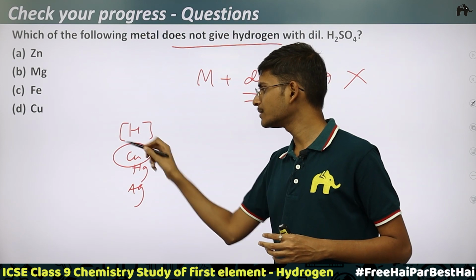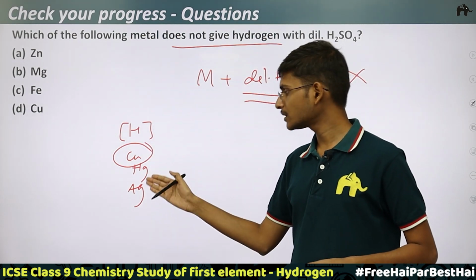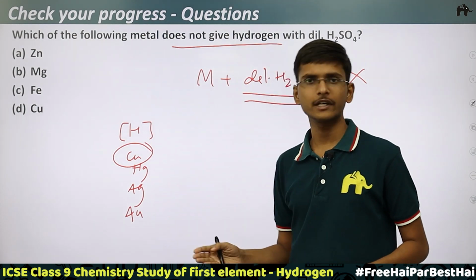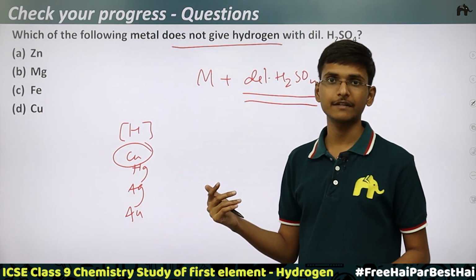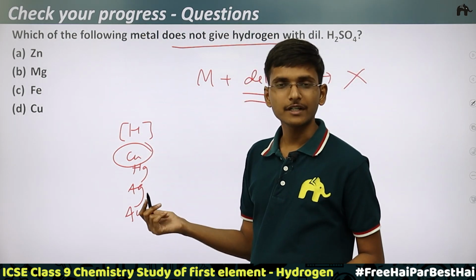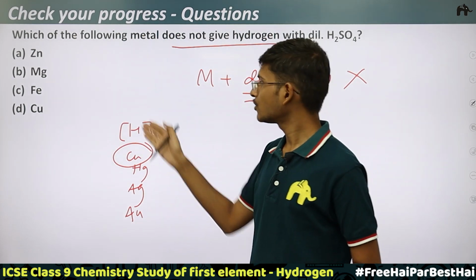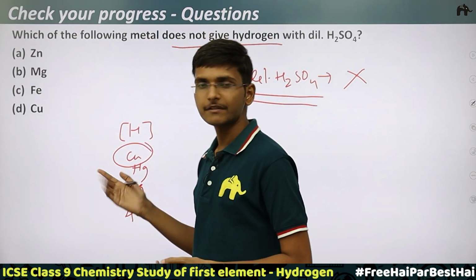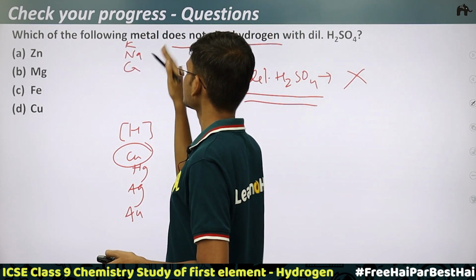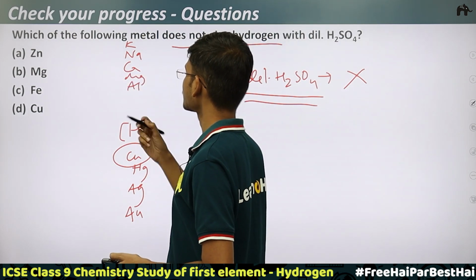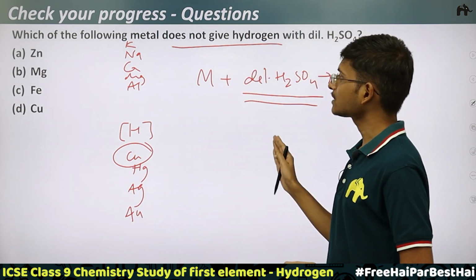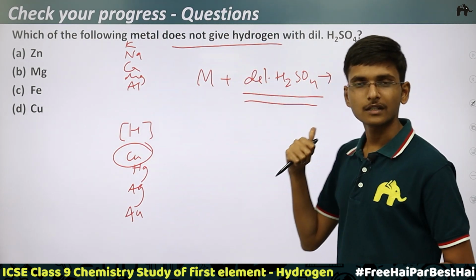Now copper is a metal which is below hydrogen in the activity series. Apart from copper, mercury, silver, gold, Cu, Hg, Ag, Au, these are the four elements. Platinum is also an element which is below hydrogen in the activity series. So these five elements won't react with dilute sulfuric acid. But other than those five, the elements which are above in the activity series, starting from potassium, then sodium, then calcium, magnesium, then aluminium, would react.